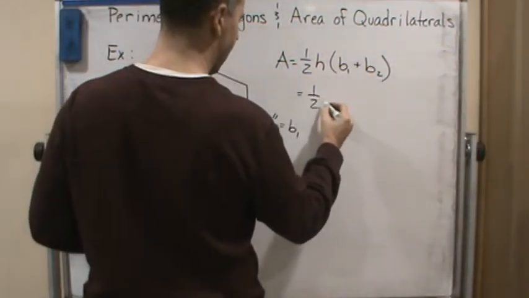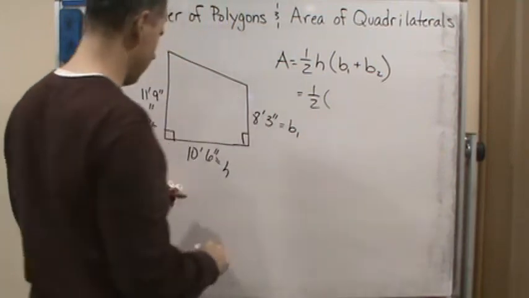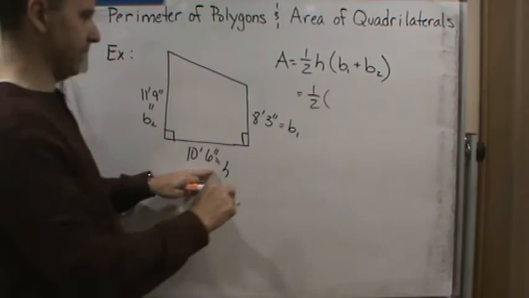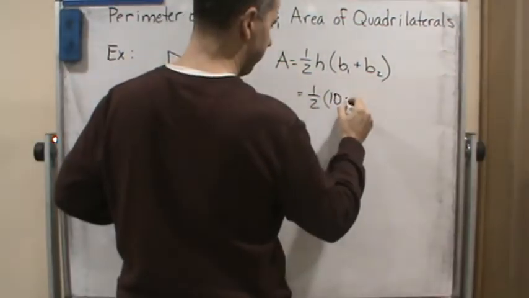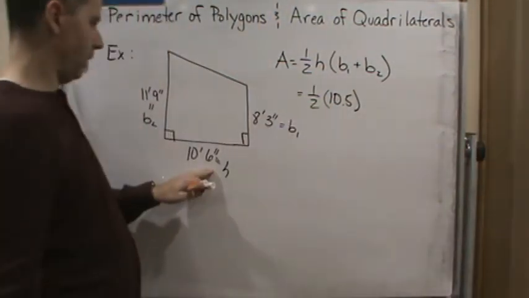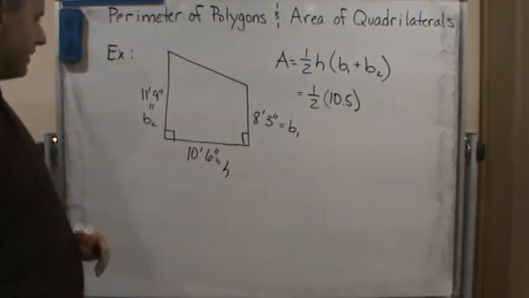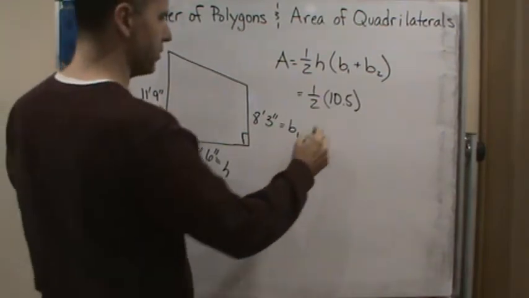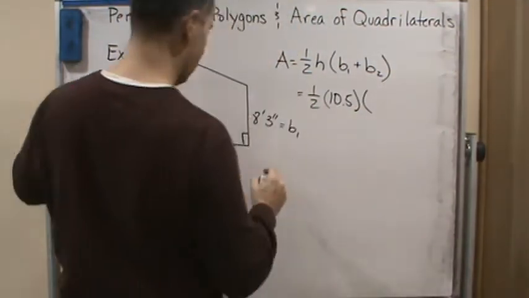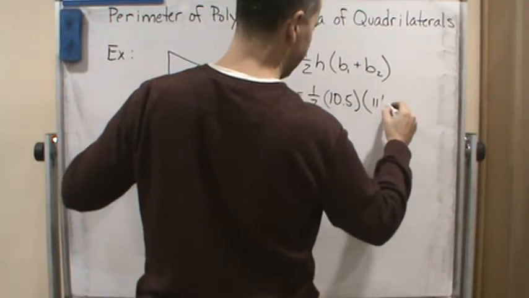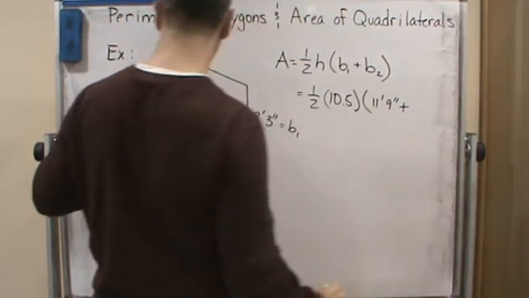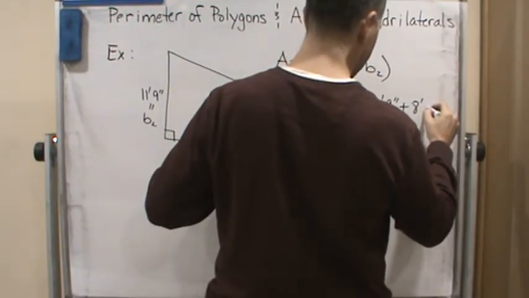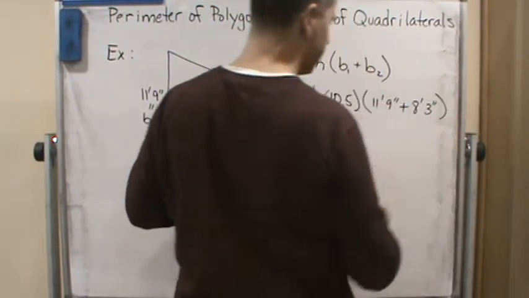So this is going to be 1/2. The height is going to be what? Well, this is 10 feet, 6 inches, which is the same as 10.5 feet. So we're going to put in 10.5 feet. Now, the sum of the bases. Well, the sum of the bases is 11 feet, 9 inches plus 8 feet, 3 inches.